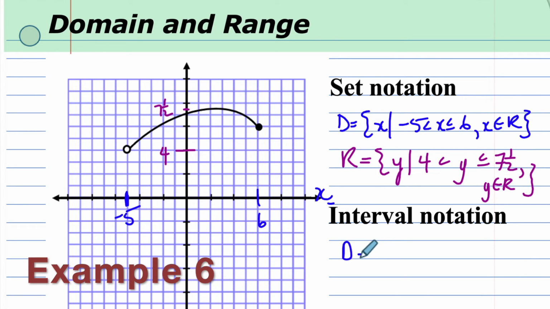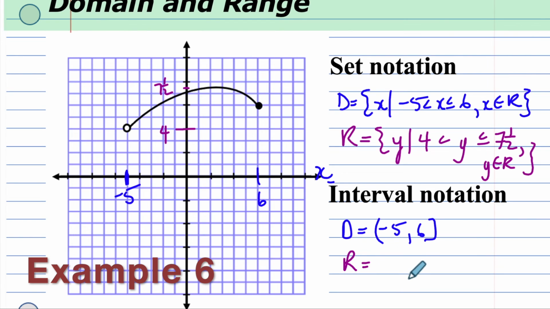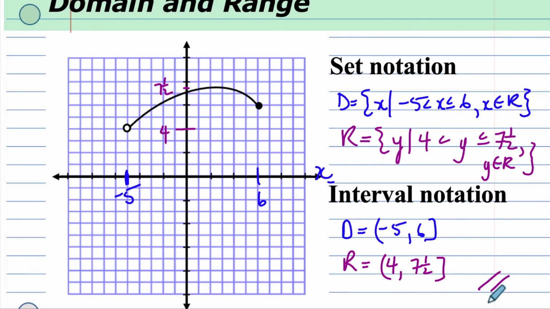We have the domain going from -5 to 6. We're not including -5, but we're including 6. And the range, we're going from 4 to 7.5. Not including, but including. Good job.